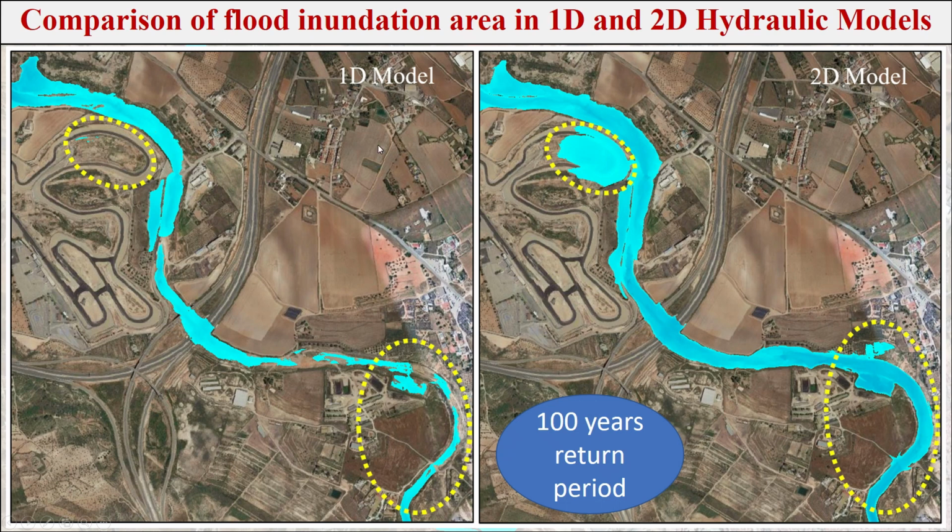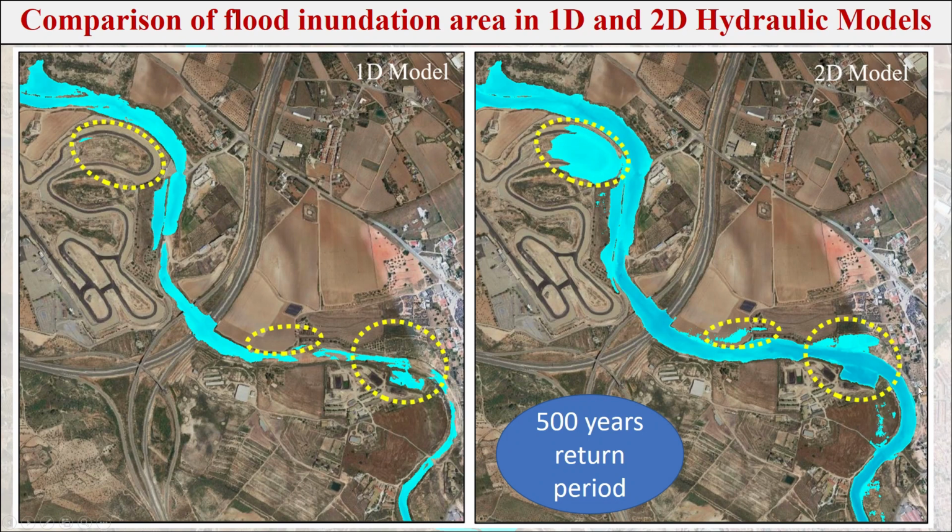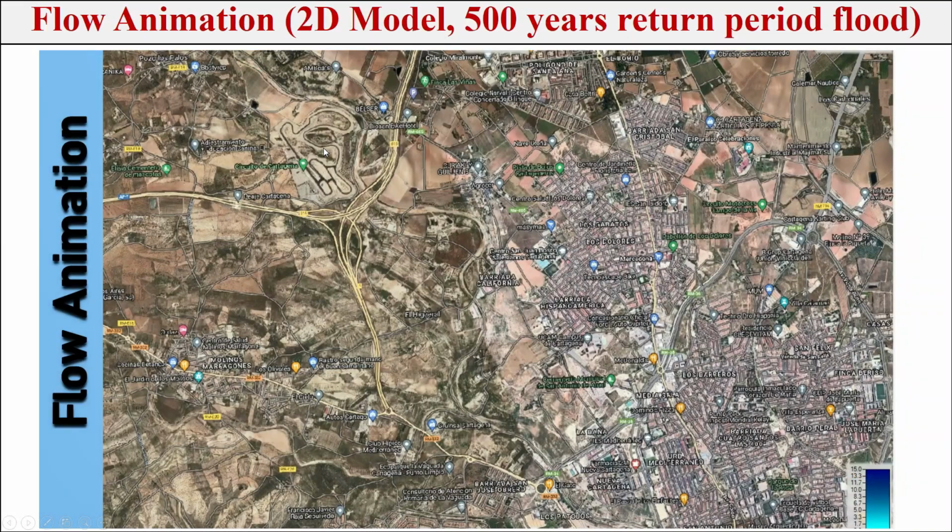Similarly for the 100 years return period, this area is not covered by flood in the one-dimensional model, but this area is covered by flood in the two-dimensional model. Also here there is a very small amount of flooding, but here a large flood can be seen in the 100 years. Similarly for the 500 years return period, we can also compare the flood inundation area in the 1D and 2D models.